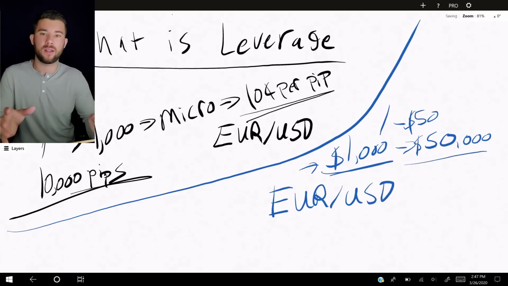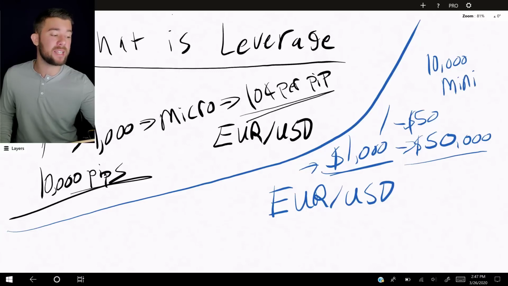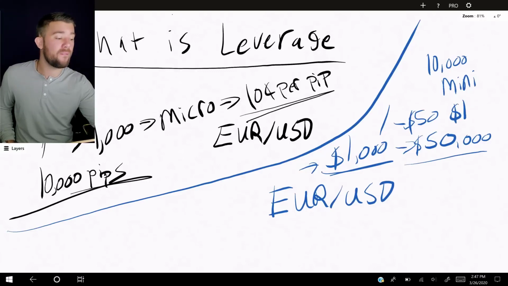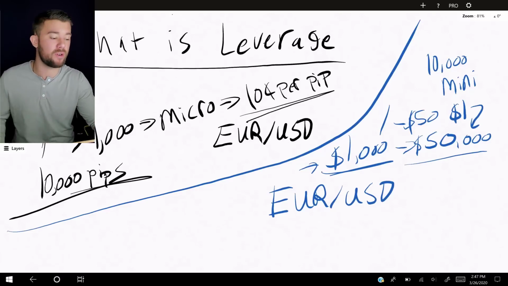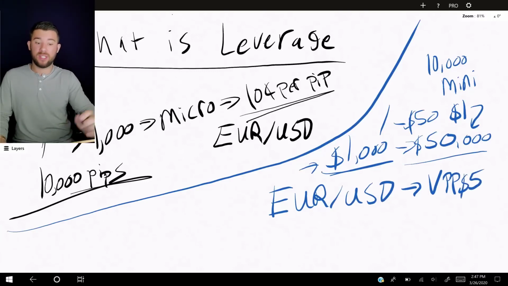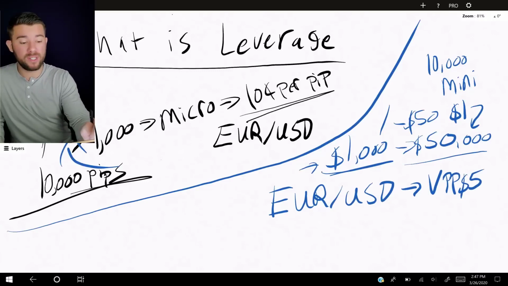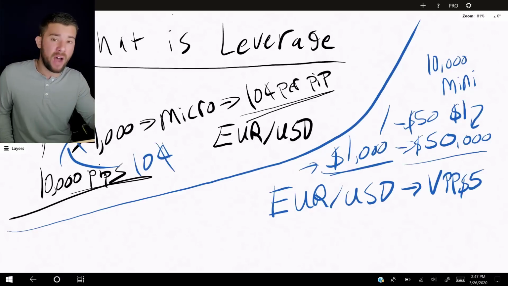What is 50,000 units? Remember, 10,000 units is a mini lot. And a mini lot has a value per pip of $1. So if we have 5 mini lots, how much is our value per pip on this trade? Our value per pip, which we're going to label with VPP, on our euro dollar trade is $5. You see the difference here? This was 10 cents per pip, but because we're using leverage over here, we have $5 per pip.